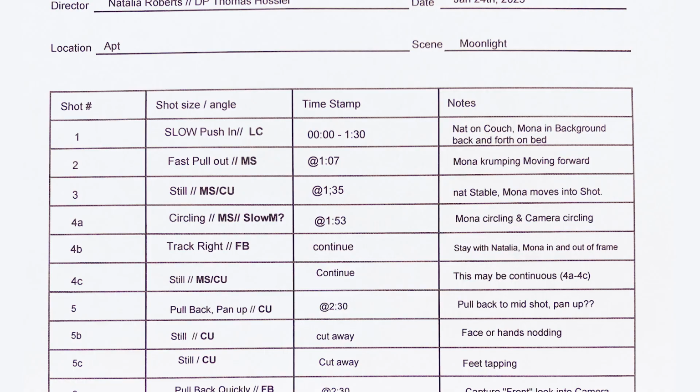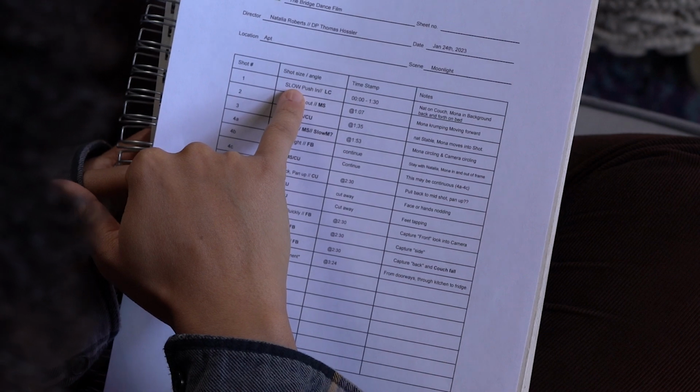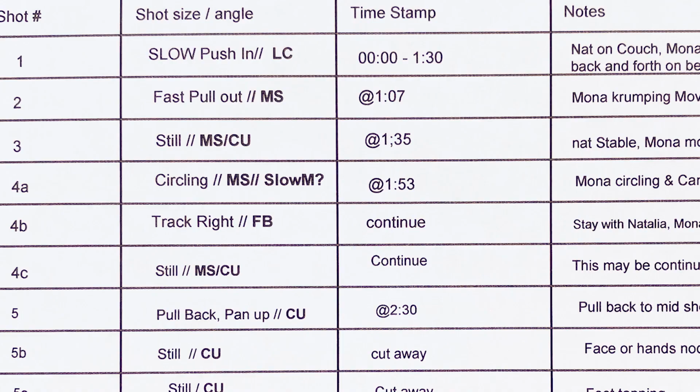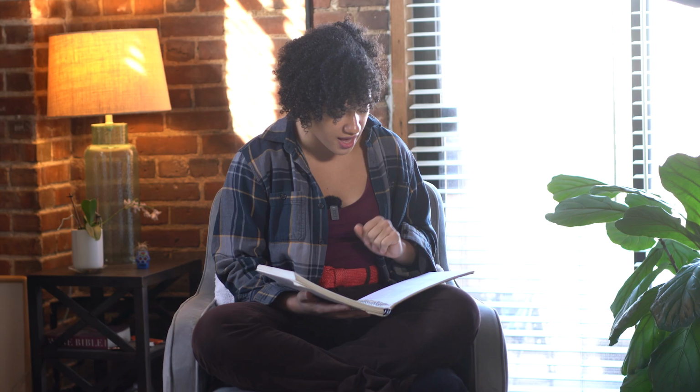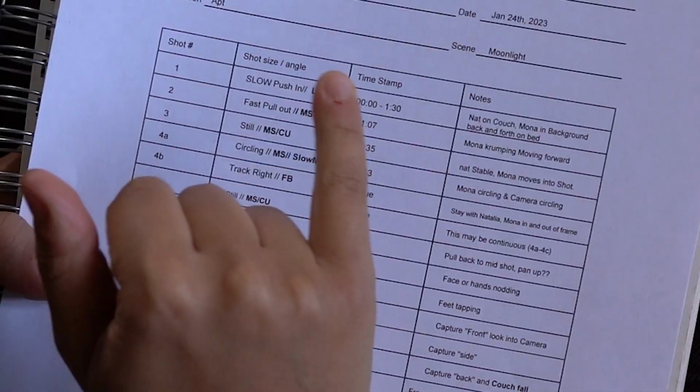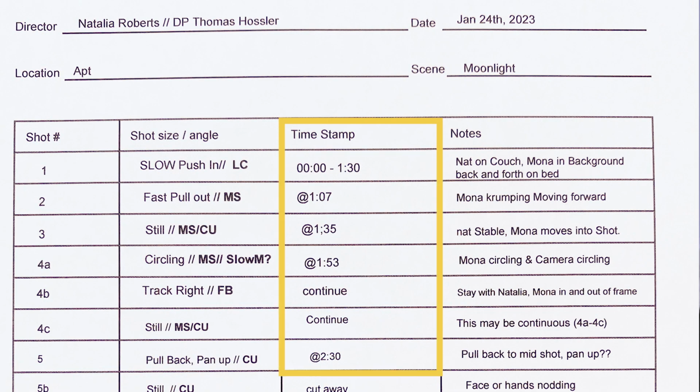And then I have my shot size or angle. I'm gonna add in here movement. This is all information about the camera. So I have things like slow push in, long shot, fast pull out, mid shot. This is a still, and this is gonna be somewhere between a mid shot and a close up, or a close mid shot. Next, I have that timestamp in the music. Again, that's just so that we can roll sound exactly where we need to.